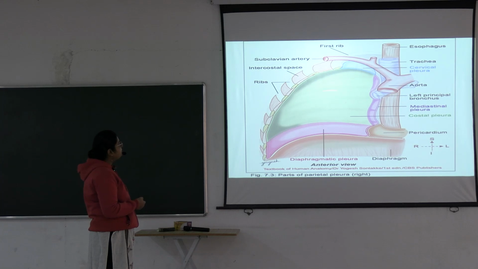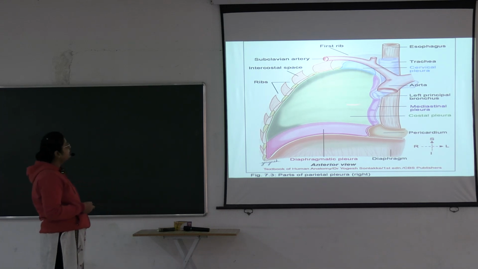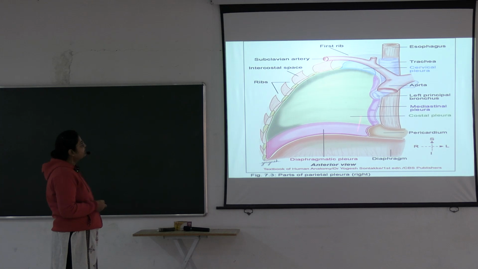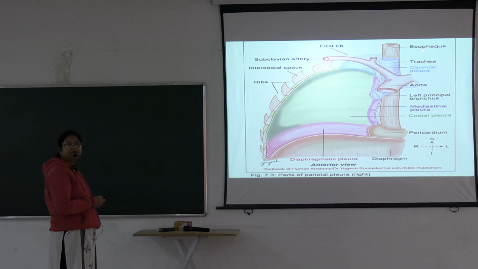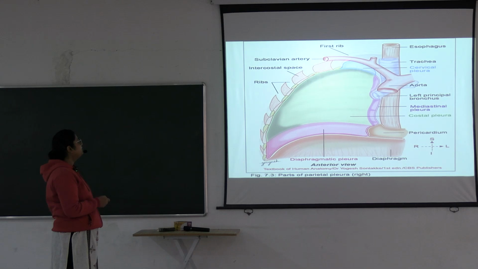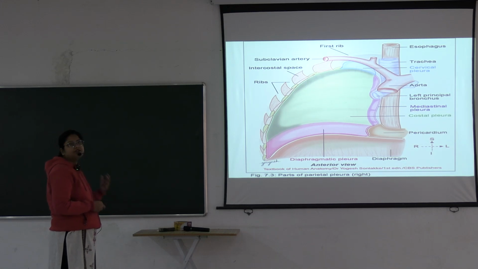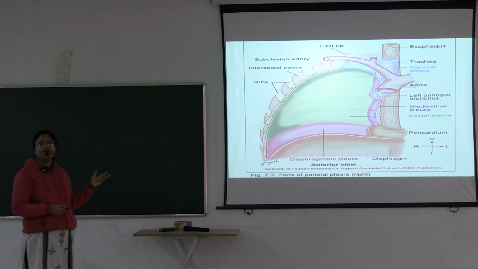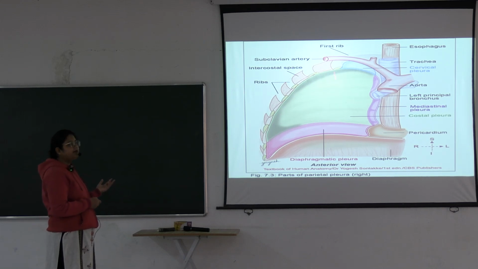Here different divisions of the parietal pleura have been shown. See this part which is covering the mediastinum, that is known as mediastinal pleura. Here is the cervical pleura covering the apex of the lung. Here surrounding the thoracic wall, this part is known as the costal pleura. The whole green portion is the costal pleura, and this pink portion covering over the diaphragm is known as diaphragmatic pleura. So parietal pleura is divided into 4 parts: mediastinal pleura, cervical pleura, costal pleura, and diaphragmatic pleura.